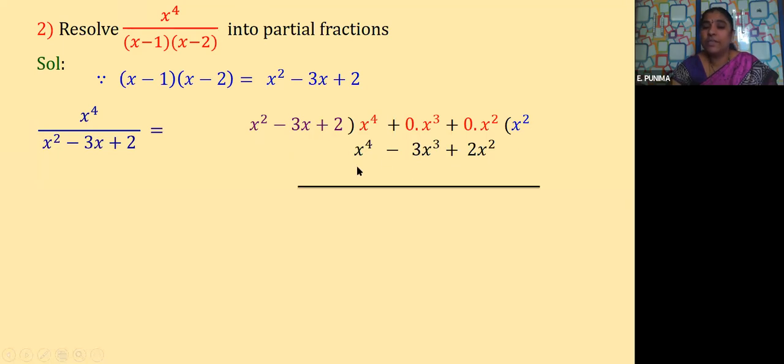You have to change the sign because both are of the same sign, yes or not? So let us change the sign here. Minus, minus becomes plus, plus becomes minus. Now here again our x to the power of 4 term, and here also our x to the power of 4 term is cancelled. So what is left now? 3x cube minus 2x square is left.